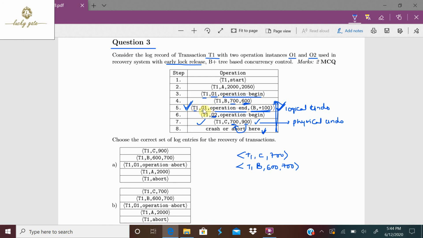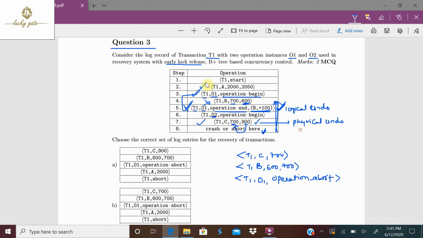Now going back, this is operation 1, so the physical undo information is ignored. Now going back, T1 A 2050. But here you observe, before you go to step 2, step 3 says operation begin. It means whatever is there between operation end and operation begin is undone, so it requires inserting one log record in the set of log records saying that T1 operation 1 is aborted. So it requires putting a log record operation abort.